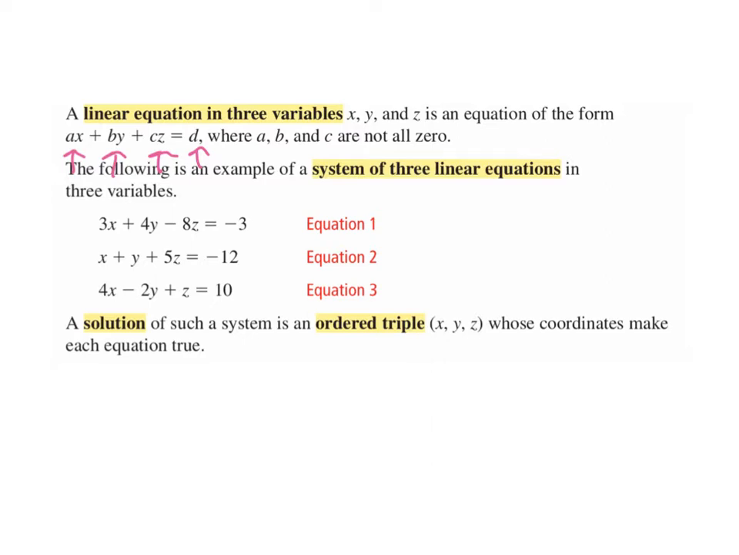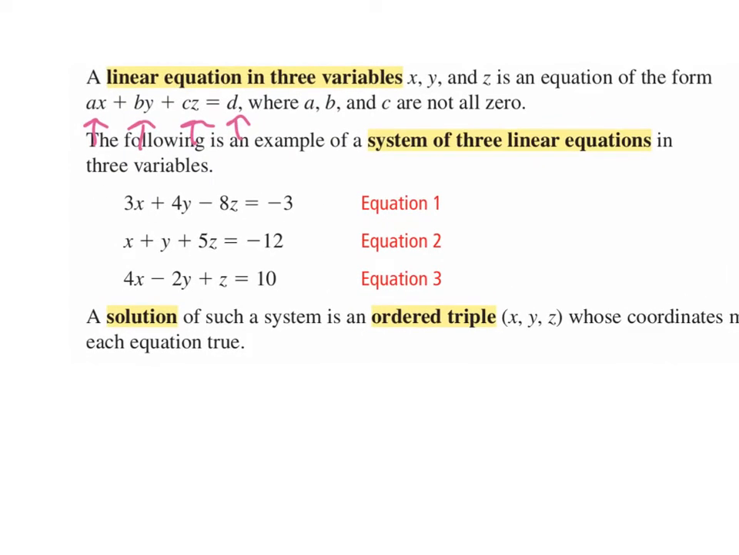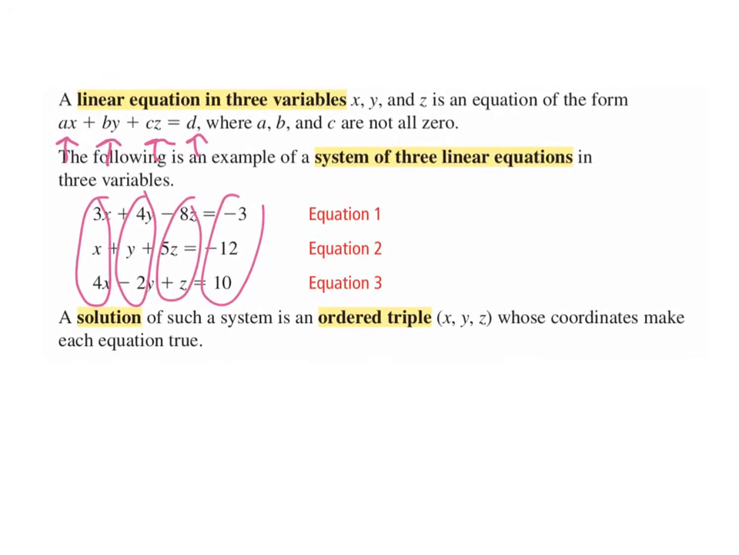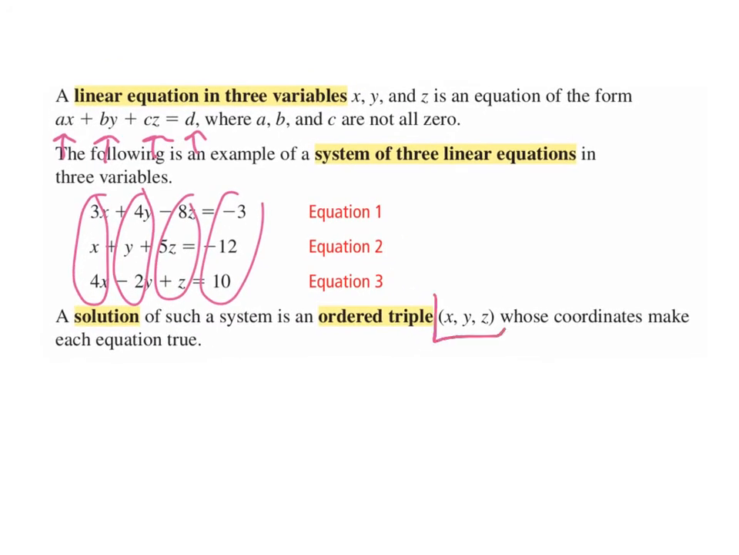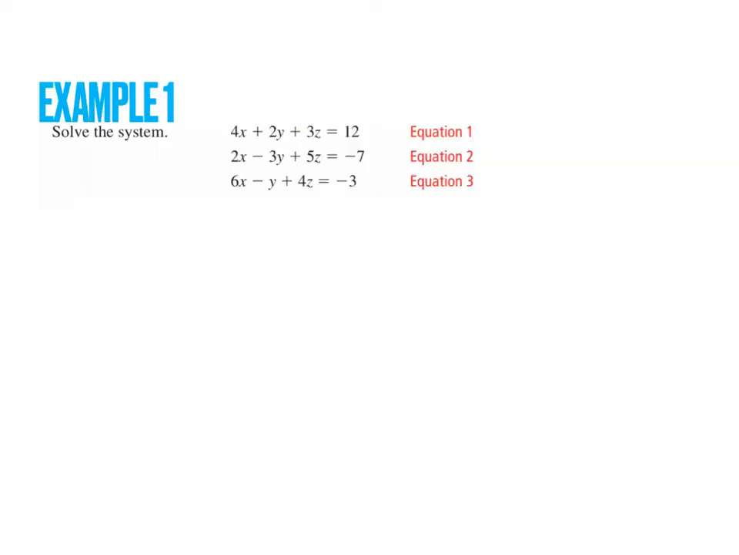So the following is an example of a system of 3 linear equations in 3 variables. Here we have it in the correct order. We have our x's lined up, our y's lined up, our z's lined up, and then equals our number. A solution of such a system is an ordered triple, so we would have x, y, and z whose coordinates make an equation true. So let's move on to our first example.